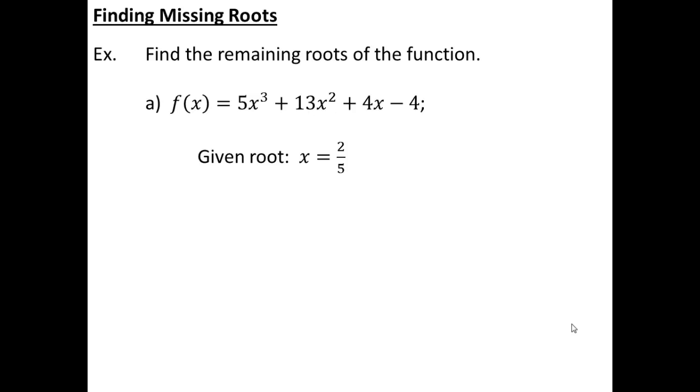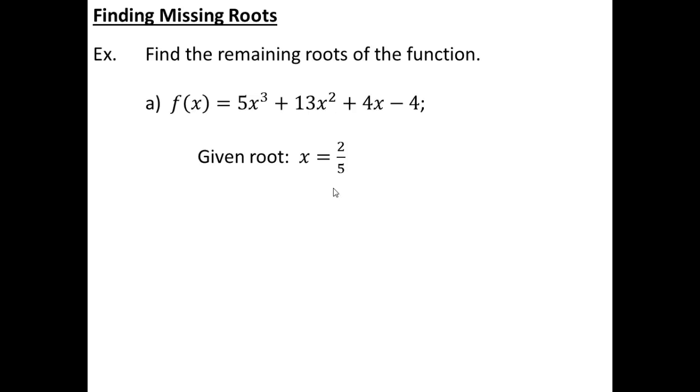So what we have here is a third degree polynomial, 5x cubed plus 13x squared plus 4x minus 4, and you're asked to find the remaining roots of the function. I've given you the first root. The first root is 2/5, and I want you to find the remaining roots. Now keep in mind that it's a third degree polynomial, therefore it should have 3 roots. It should have 3 solutions. I've given you one solution. You have to find the remaining 2 solutions.